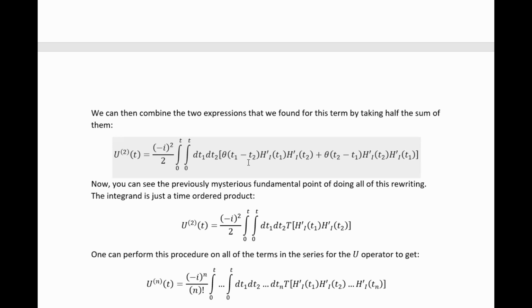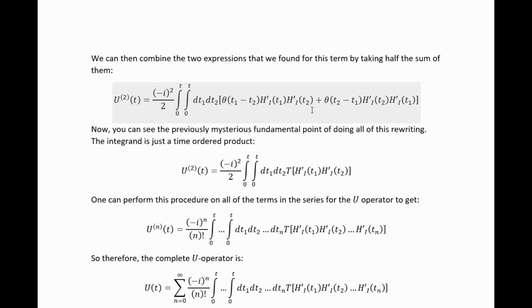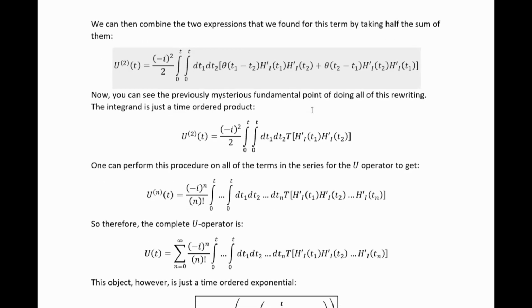However, now we see a time-ordered product here. So it may have seemed extremely strange that we were doing all that weird index relabeling and work with the integration limits and the theta functions, but this is what we were after, this time-ordered product form of this term. This is the previously mysterious fundamental point of doing that rewriting.